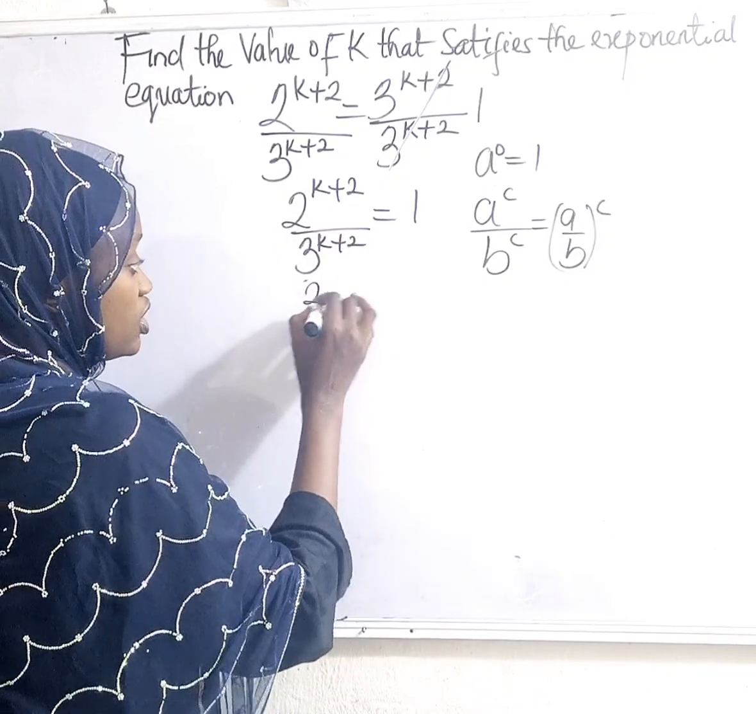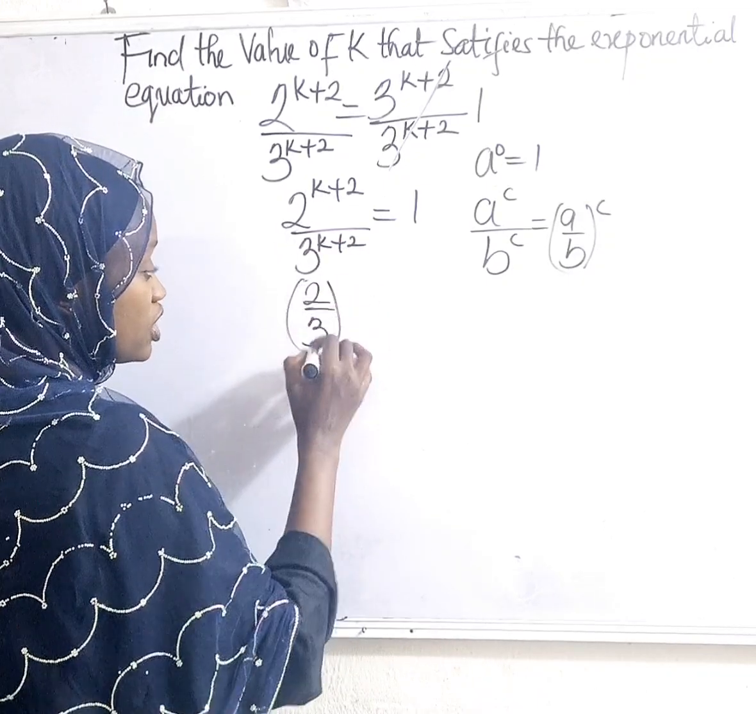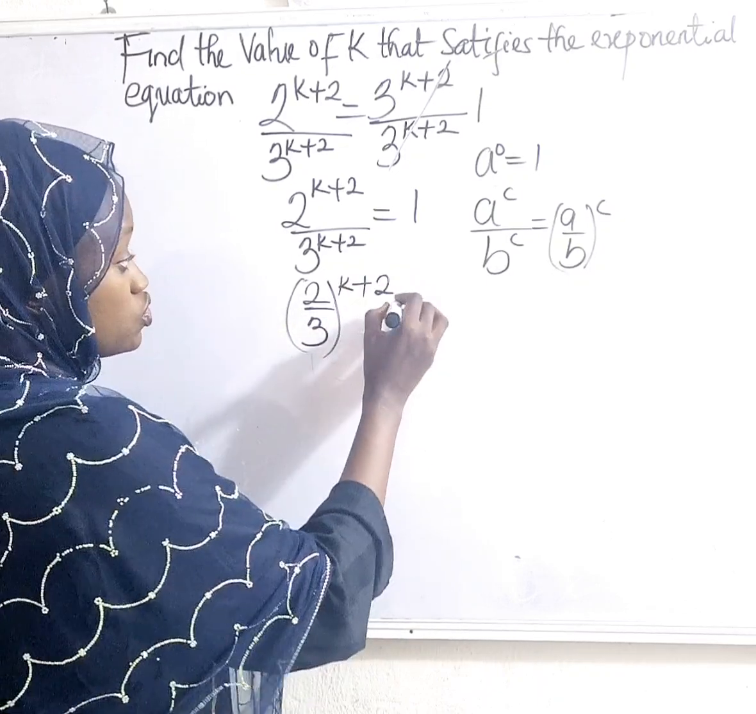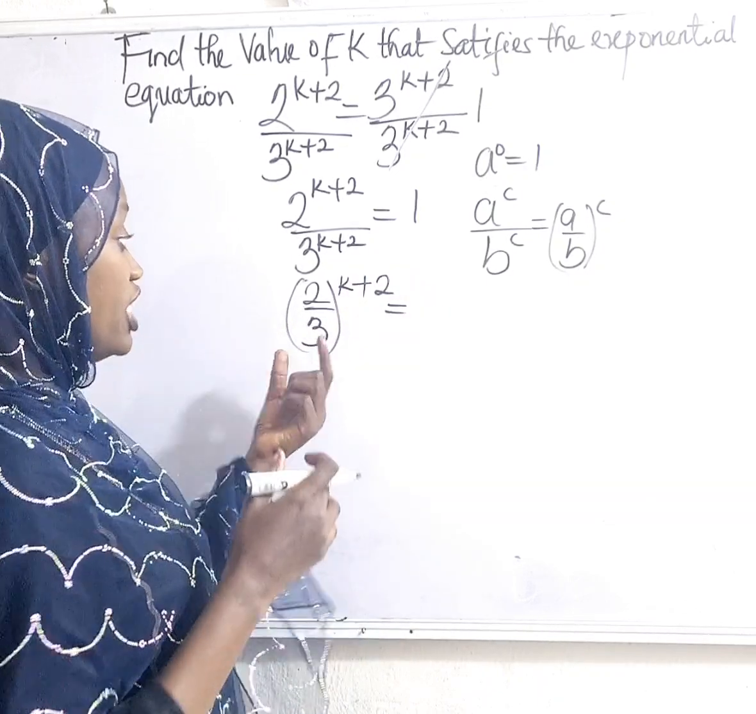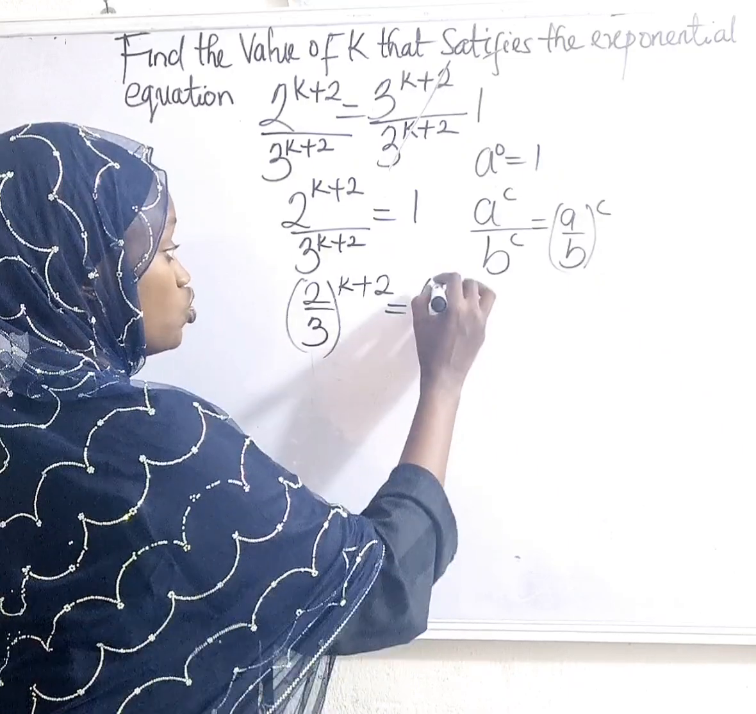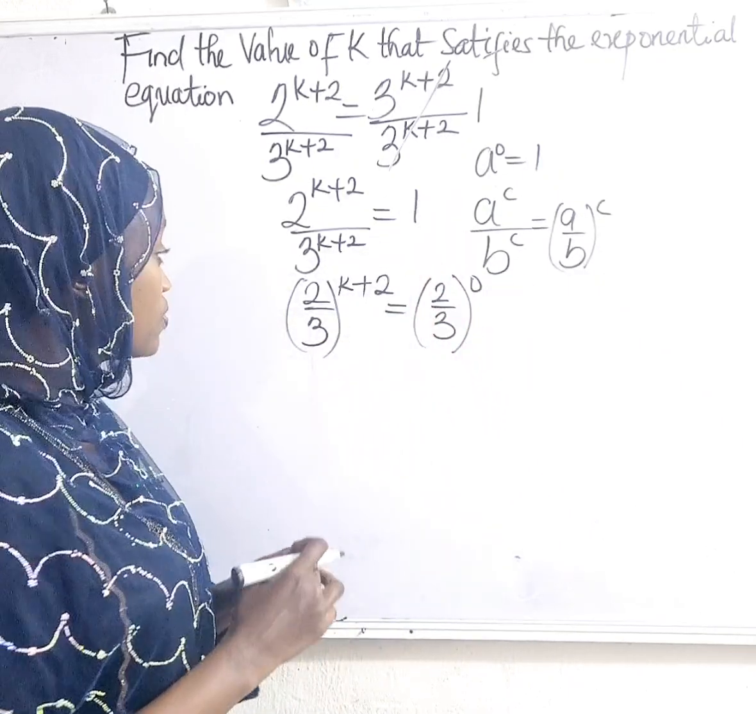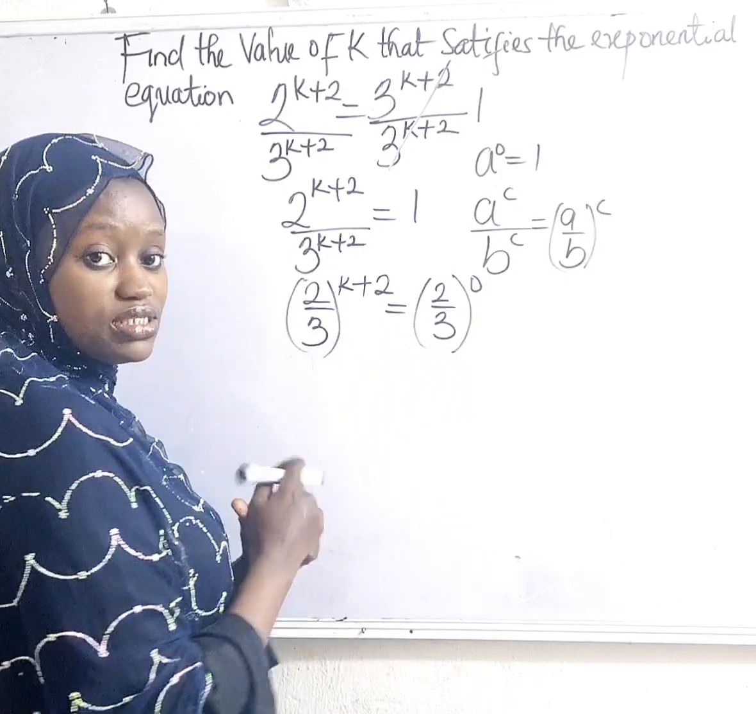This is 2 over 3, so we'll put this in the brackets, 2 over 3. Now the powers are the same, so it becomes to the power of k plus 2. So this equals, now let's take the same base here, which is 2 over 3, to the power of 0, that still gives us this 1, right? Now we've made the bases the same.